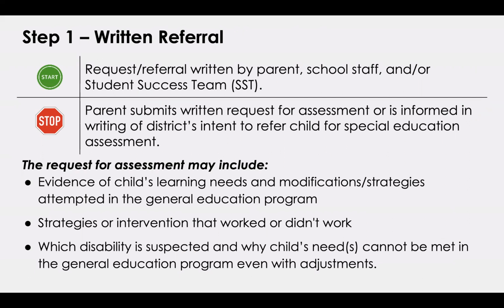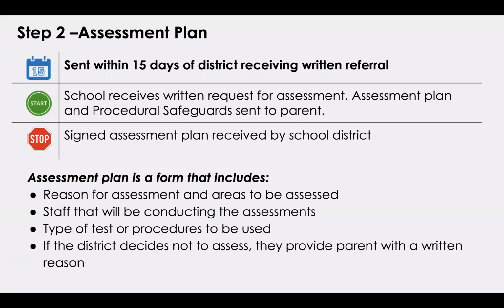The request for assessment can include the following: evidence of the child's learning needs and modifications or strategies attempted in the general education program, strategies or interventions that worked or didn't work, which disability is suspected, and why the child's needs can't be met in a general education program, even when making adjustments.